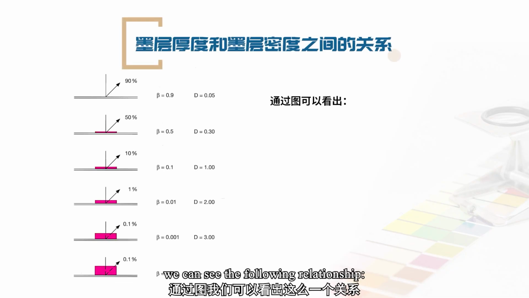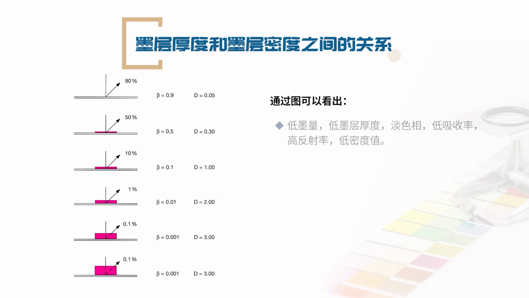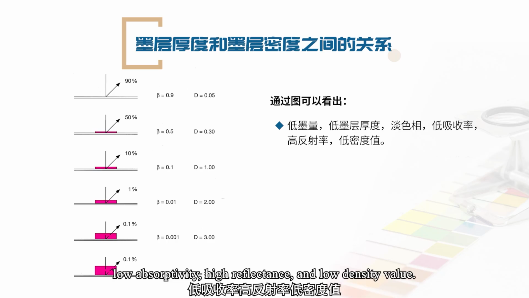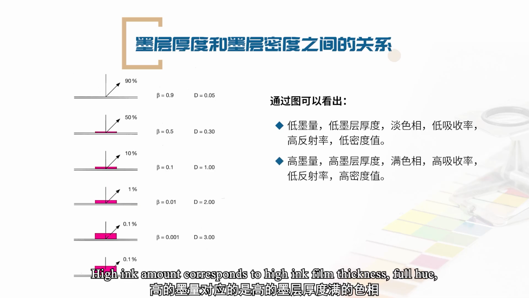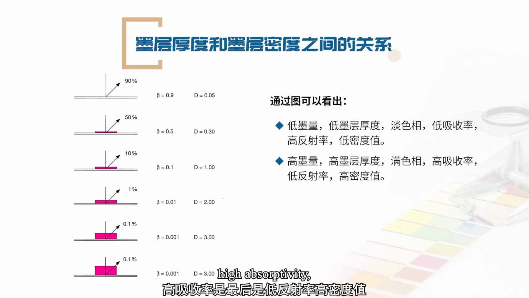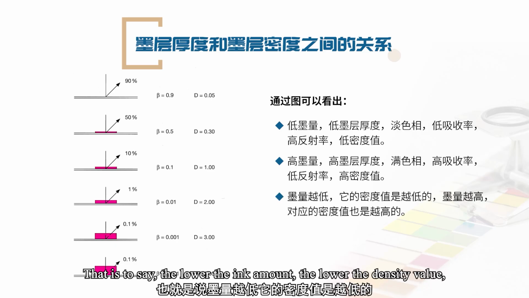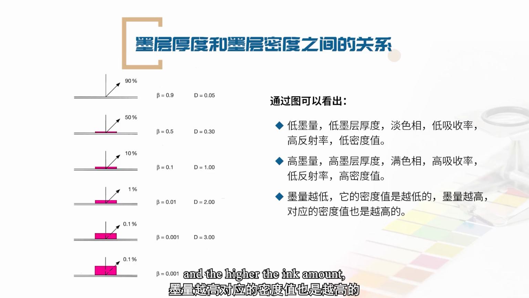From the graph, we can see the following relationship. Low ink amount corresponds to low ink film thickness, corresponding to light hue, low absorptivity, high reflectance, and low density value. High ink amount corresponds to high ink film thickness, full hue, high absorptivity, and finally low reflectance and high density value. That is to say, the lower the ink amount, the lower the density value, and the higher the ink amount, the higher the corresponding density value.